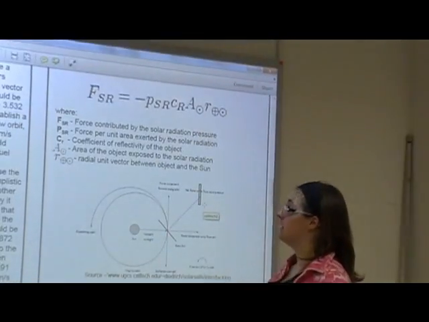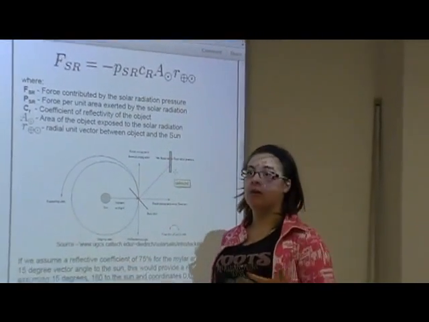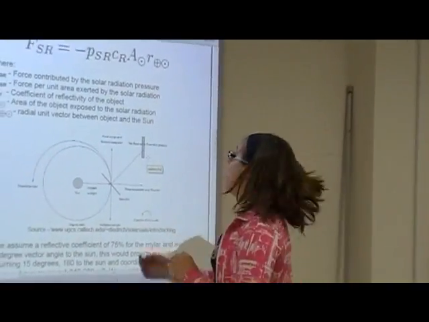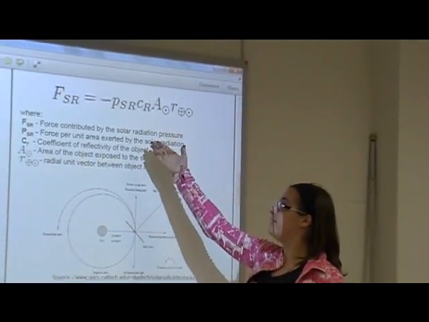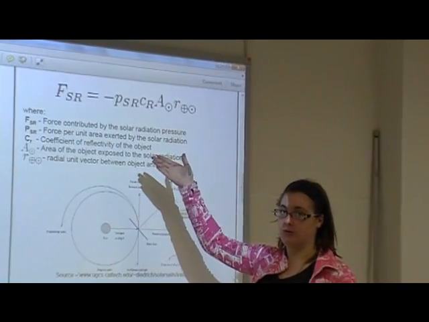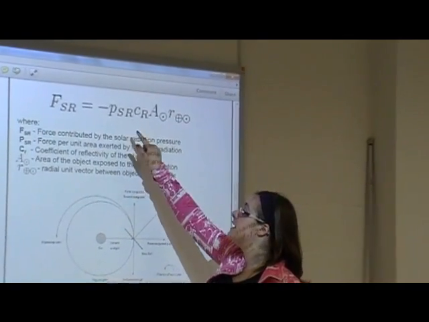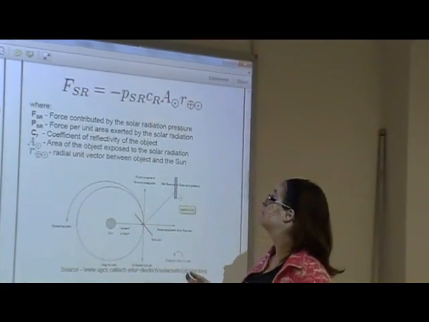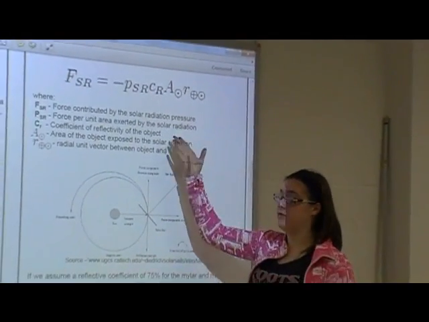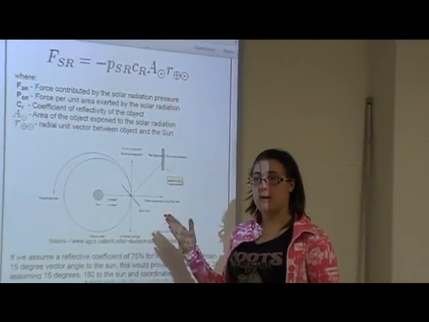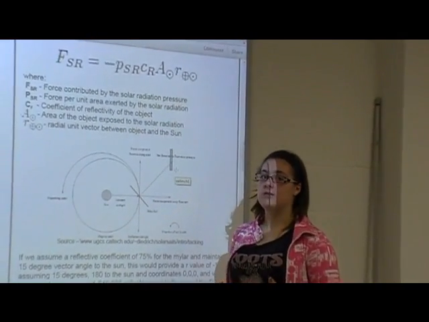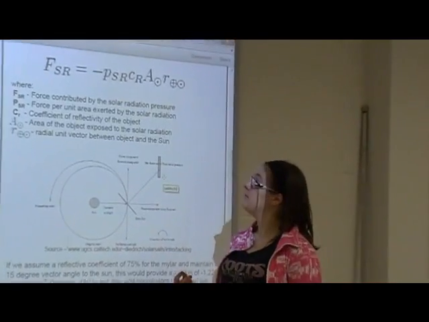Now, once the solar sail's in space, before that, obviously, you don't want to send a sail up there without calculations being done. But I use this formula, FSR, which is the force contributed by solar radiation, equals negative PSR, which is the force per unit area exerted by solar radiation. And it also uses the coefficient of reflectivity. And since I chose mylar, I chose 75% reflectivity because no object is fully 100% reflective.